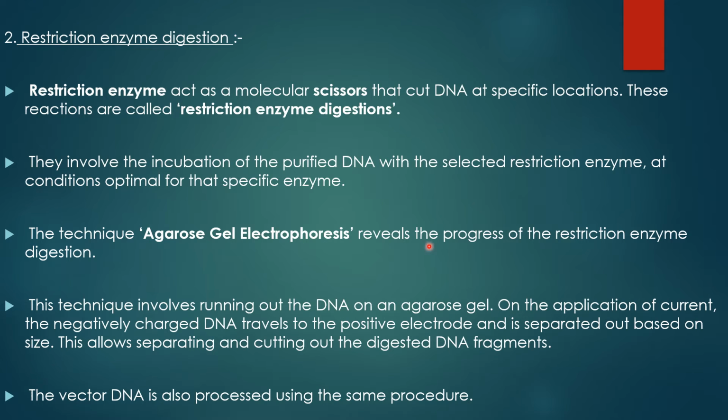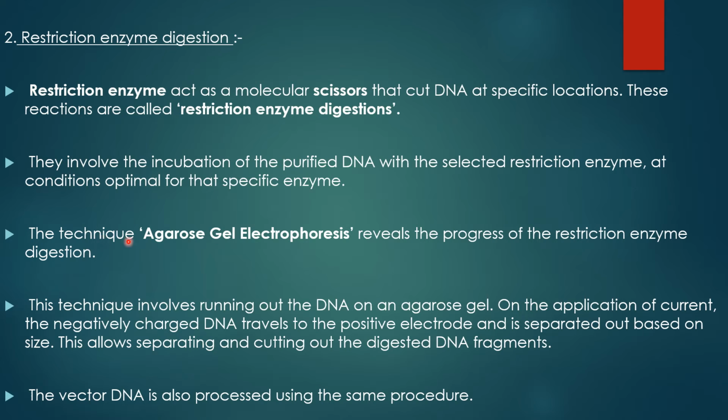Second step, restriction enzyme digestion. Restriction enzymes act as molecular scissors that cut DNA at specific locations. These reactions are called restriction enzyme digestions. They involve the incubation of the purified DNA with the selected restriction enzymes at conditions optimal for that specific enzyme.